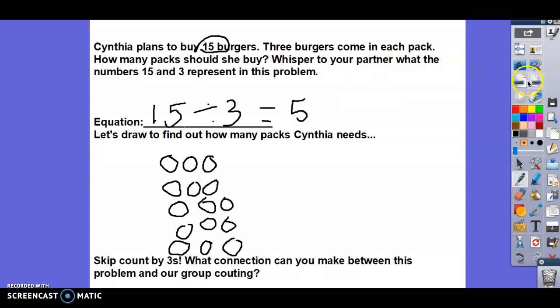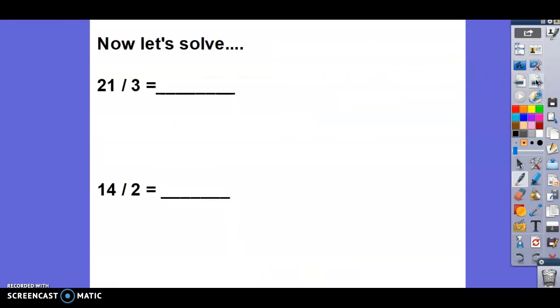Okay? Now here's what I want you to do. I want you to get 14 squares. And I want you to take your 14 squares and divide them into groups of 2. So there's 2 in a group. So 14 into groups of 2. I want to know how many groups of 2 I would have. Go.